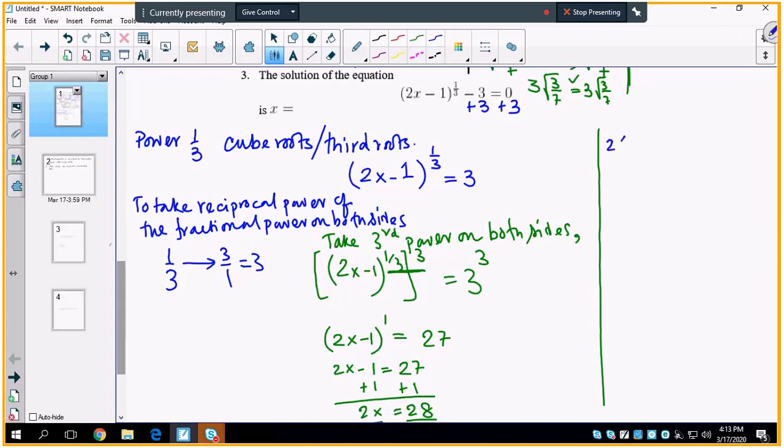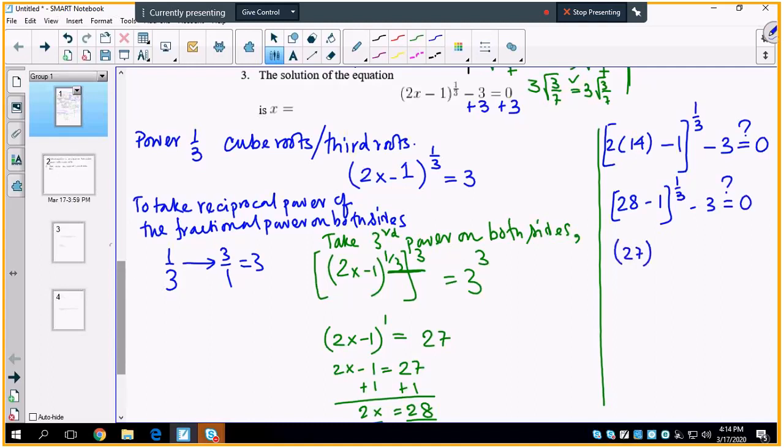So 2 times 14 minus 1 whole to the power 1/3 minus 3 is the left hand side. Is this equal to 0? Well, 2 times 14 is 28, minus 1, whole to the power 1/3, minus 3. Is this equal to 0? 28 minus 1 is 27 to the power 1/3 minus 3. Is this equal to 0?